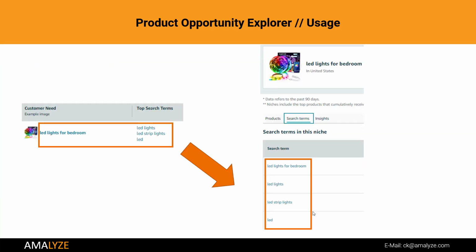The problem here is the customer need is just the top search term for that specific customer need. You can see it when you are going into the search term overview, and you see it here. LED lights for bedroom is number 1 search term. LED lights, LED stripe lights, LED are second, third and fourth. So that is a bit misleading when you're trying to understand the niche and the customer need. The top search terms are not the top 3 search terms. These are number 2, 3 and 4. The top search term is the name of the niche or the customer need.